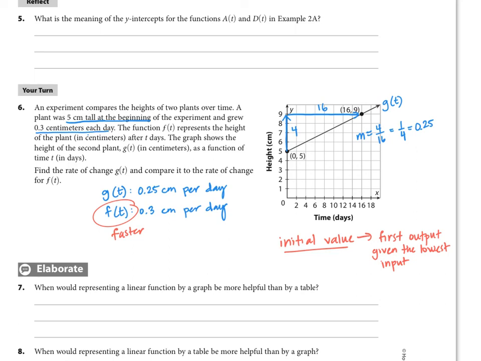So in order to get an initial value, you have to have some sort of restricted domain. If I say the domain is all real numbers, we can't really get an initial value because we have an infinite amount of domain values. So we can't do that. Okay, so that's going to be important for your homework assignment when you're trying it out.